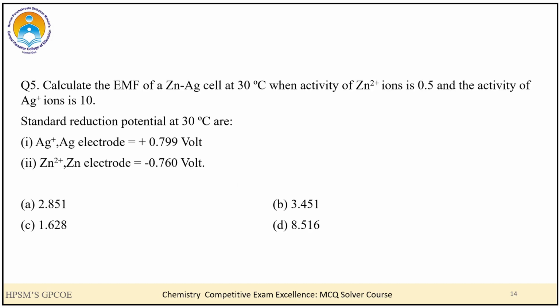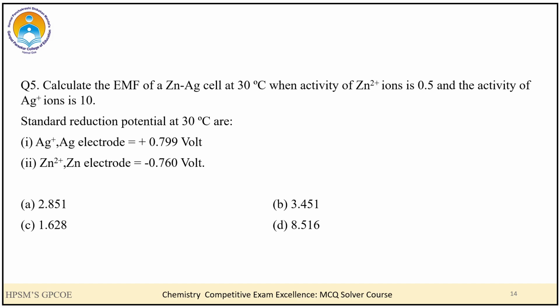Let us see the next problem. Calculate the EMF of a zinc silver cell at 30 degrees C when the activity of Zn2+ ions is 0.5 and the activity of silver+ ions is 10. Standard reduction potentials at 30 degrees C are 0.799 volt for the silver electrode and negative 0.76 volt for the zinc electrode.